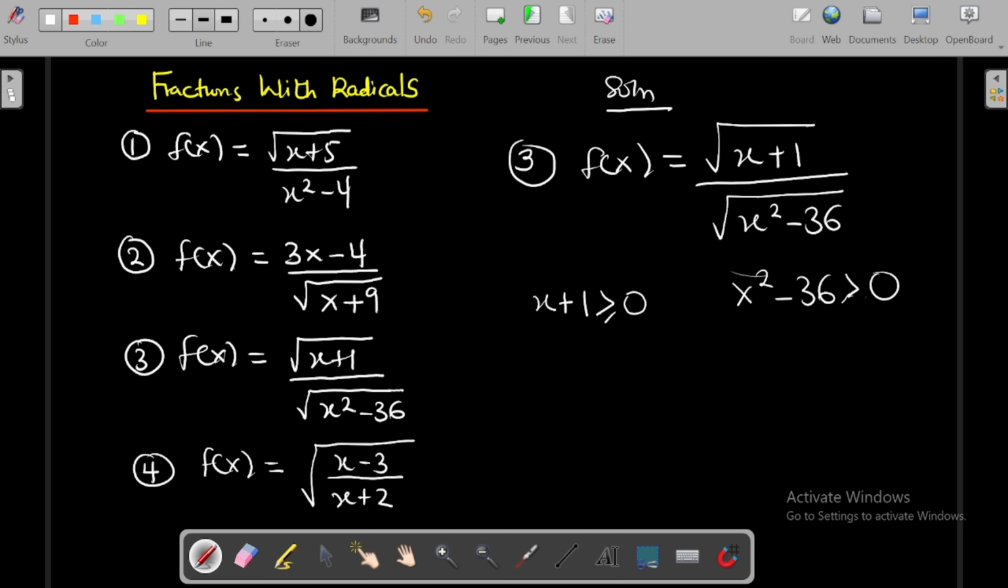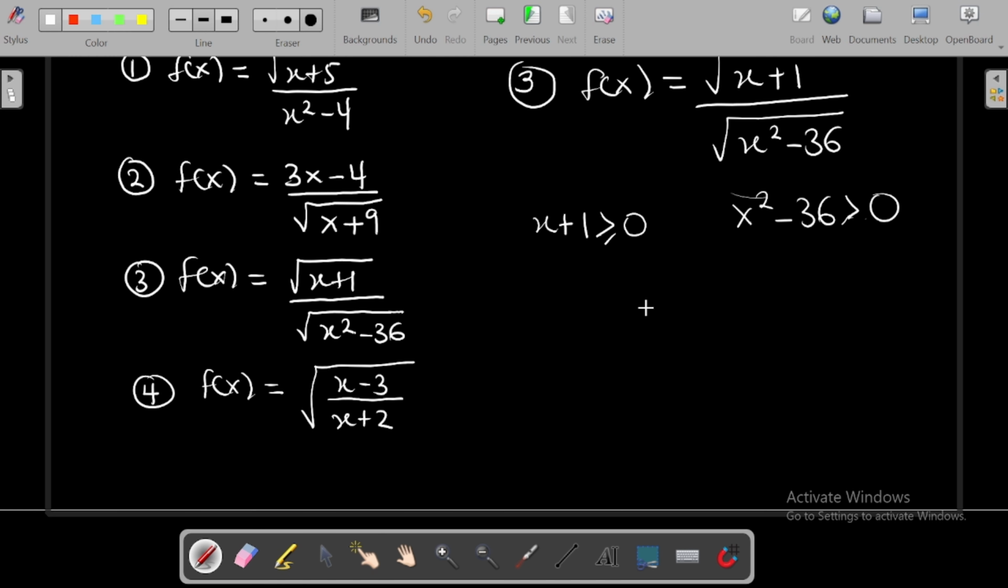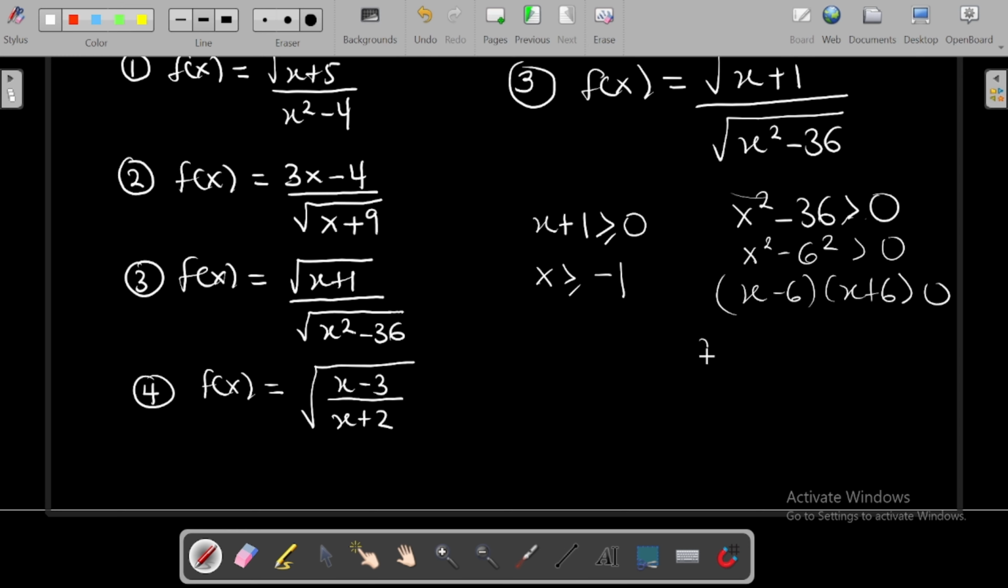All right. So now we solve these inequalities separately. From here you can see that x is greater than or equal to -1, right? And then for this particular side, difference of two squares, you have x squared minus 6 squared greater than 0. You have x minus 6, x plus 6 greater than 0, right? So x minus 6 greater than 0, x plus 6 greater than 0.